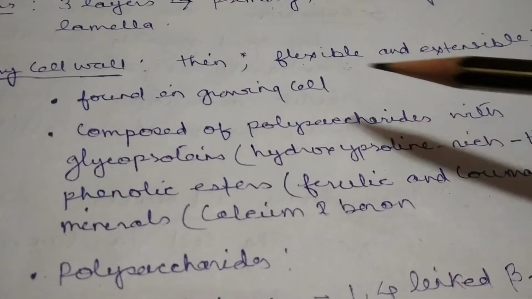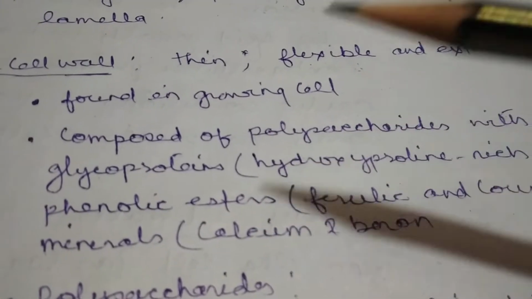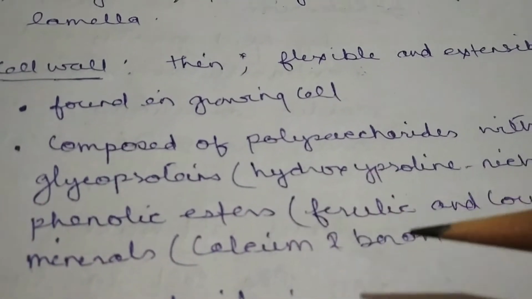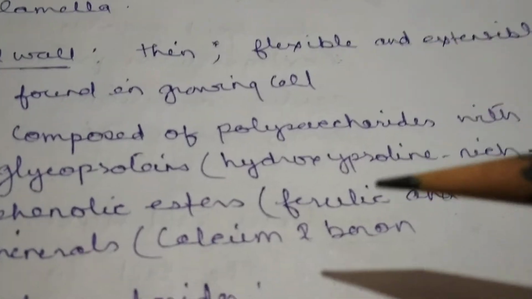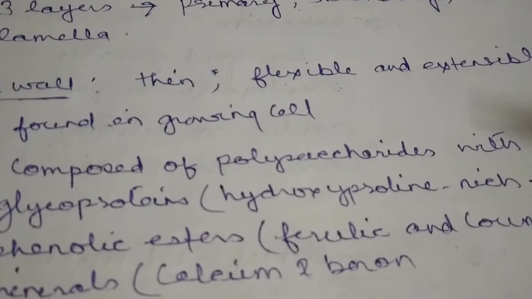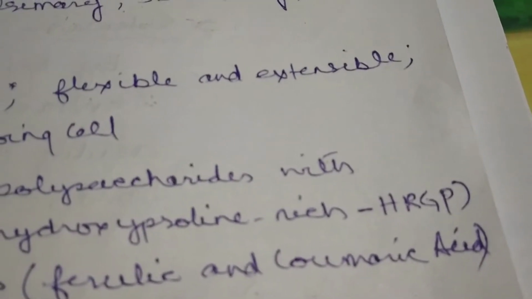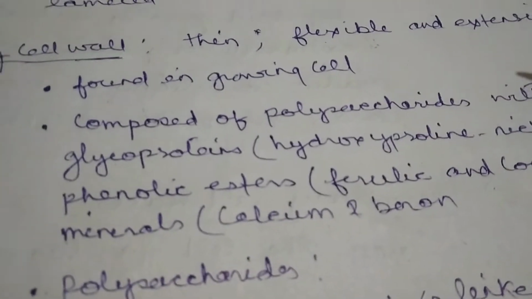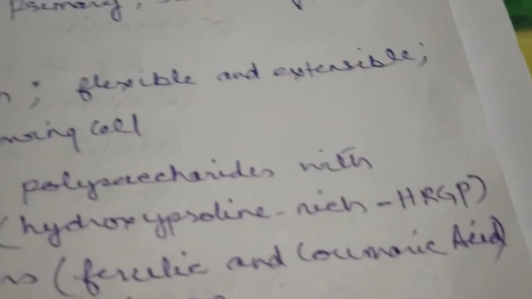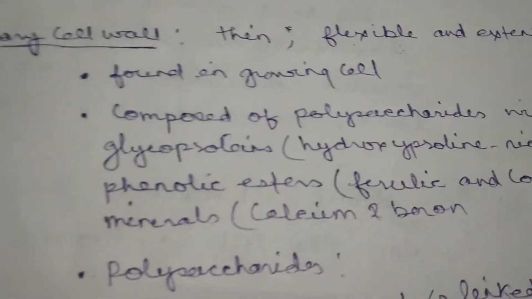It is composed of polysaccharides. You all know it's a type of carbohydrate. There are different types of carbohydrate: monosaccharide, disaccharide and polysaccharides. And these polysaccharides are present with some glycoproteins. Glycoproteins mean carbohydrate attached to the proteins: hydroxyproline rich glycoproteins, HRGP. Along with that, they also contain phenolic esters, ferulic and coumaric acid, and minerals such as calcium and boron.